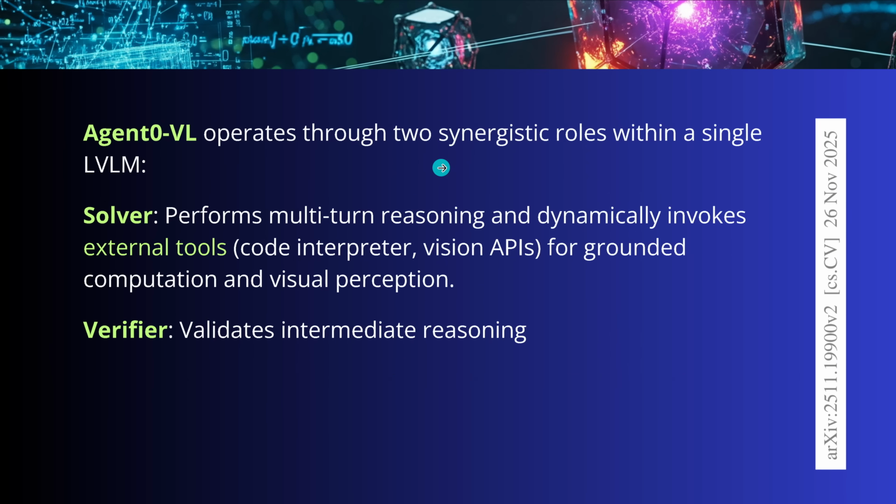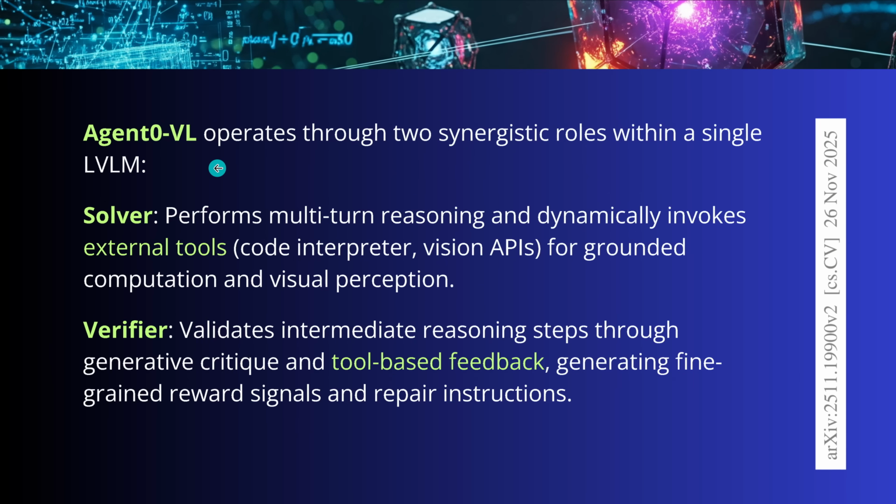Great. Now, I told you already we have this Agent0 vision language here more or less in two roles. Of course, it is a single vision language model, but you just change the system parameter and suddenly you have two elements or two identical brothers that perform different tasks. You have a solver AI. This performs the multi-tool reasoning and it dynamically invokes all the external tools, code interpreter, vision APIs, everything that is available externally as a tool for a grounded computation and the visual perception.